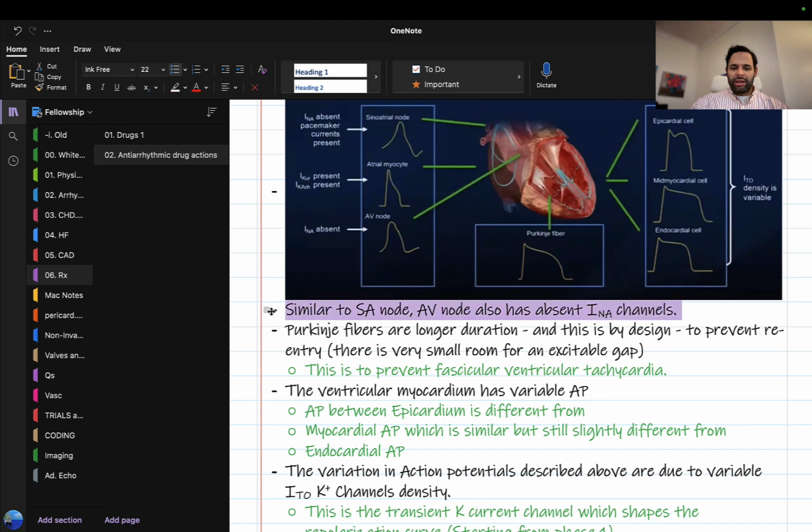So this is the highlight: the AV node and SA node will both not have a lot of response to class 1 medications. Purkinje fibers have a longer duration, and this is by design. The idea of having the Purkinje fiber be long is to prevent re-entry. So the channels are all occupied, and that means that a new wave front cannot start. So that prevents re-entry by making very small room for an excitable gap.